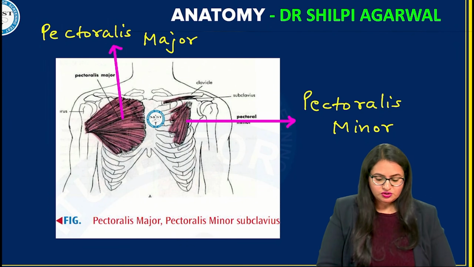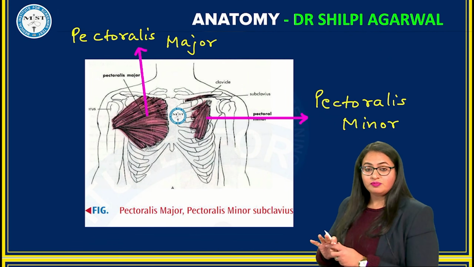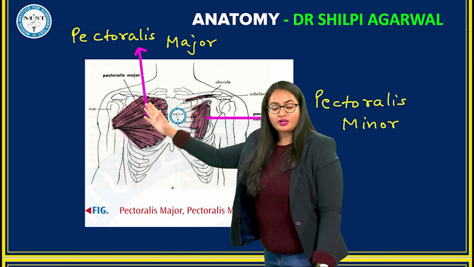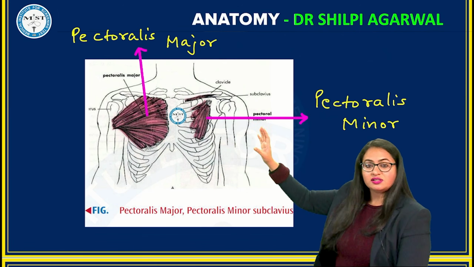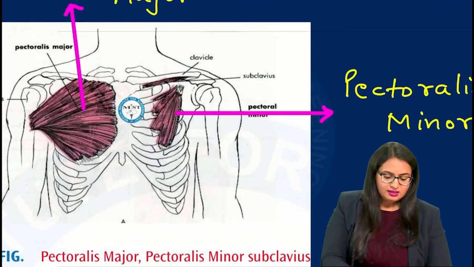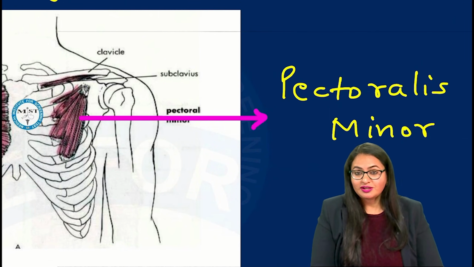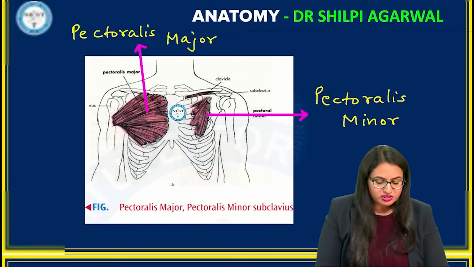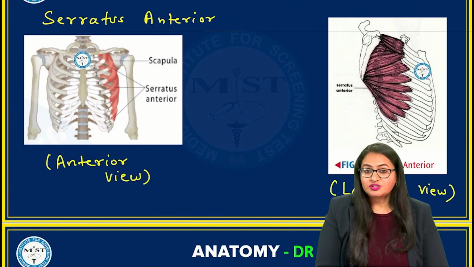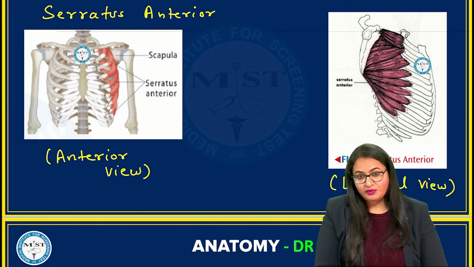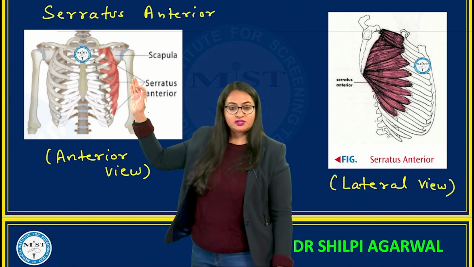Coming to this next image, this is the pectoral region, and a very important muscle over here, this big muscle which you can see, is the pectoralis major. And when you remove this major muscle, the small muscle which you see in the pectoral region is the pectoralis minor muscle. Two muscles which are very important in the pectoral region. One more muscle in this region is the serratus anterior. In this image, we have shown the serratus anterior in the anterior view. This is how it is seen.